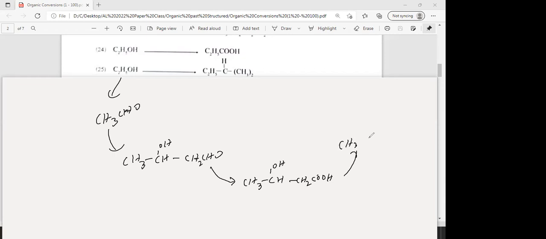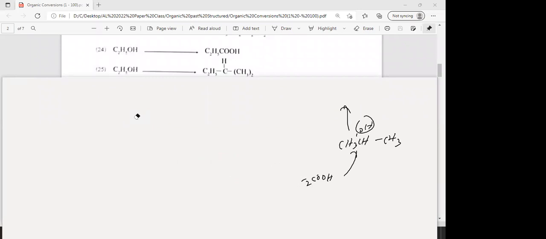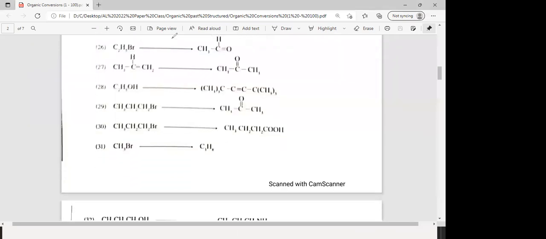Then you can convert this into CH3CH, here OH, and here CH3 again. And then this OH you can convert into Cl, and then you can add the Grignard reagent. That way also you can do it. Either way, you have to use aldol or Grignard. No doubt about that. Okay, then let's see question number 26.